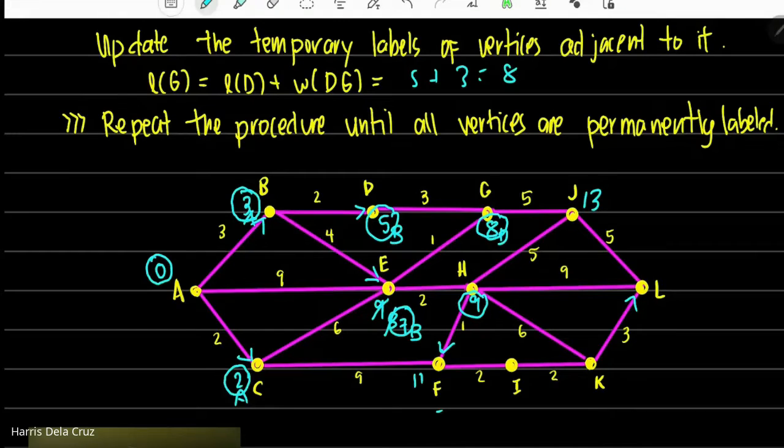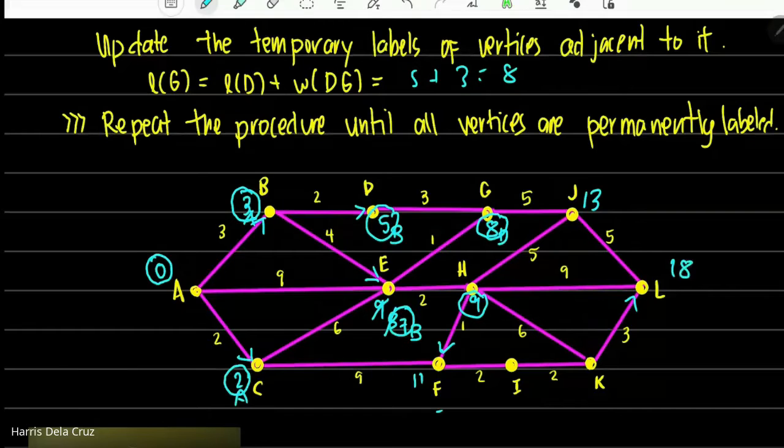Now, from 9, saan ka pwedeng magpunta? From H, pwede ka pumunta sa J. So, that's 9 plus 5, 14. Yung 13 mas maliit eh. So, hindi mo papalitan yung temporary label niya. Disregard. From H, pwede ka rin pumunta kay L. So, that's 9 plus 9, 18. Tama?